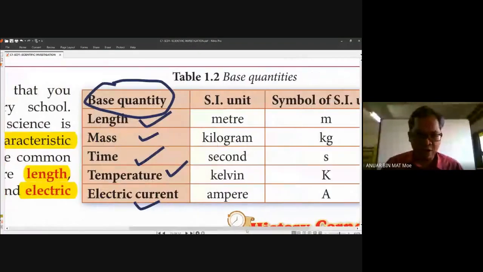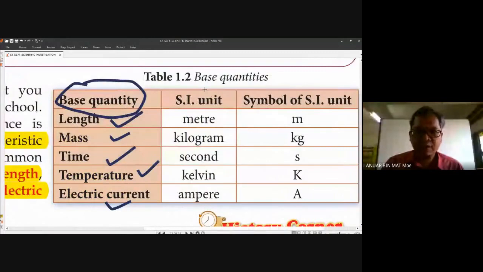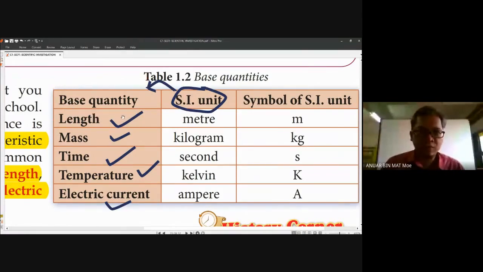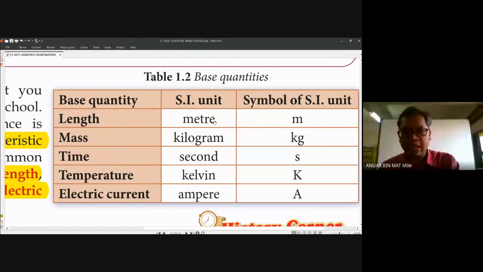And then next, you must be able to identify the SI unit for the corresponding base quantity. You must remember this because this is very basic. For example, what is the SI unit for length? The SI unit for length is meter. You can read later what SI means. So you just remember, the SI unit for length is meter.